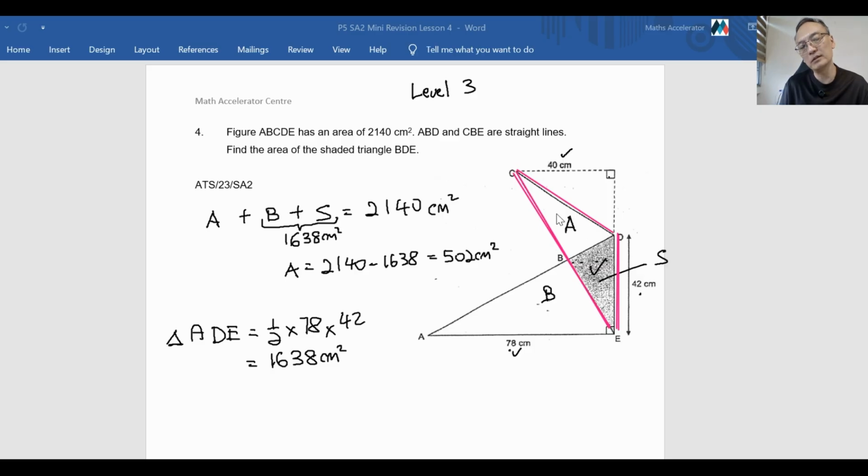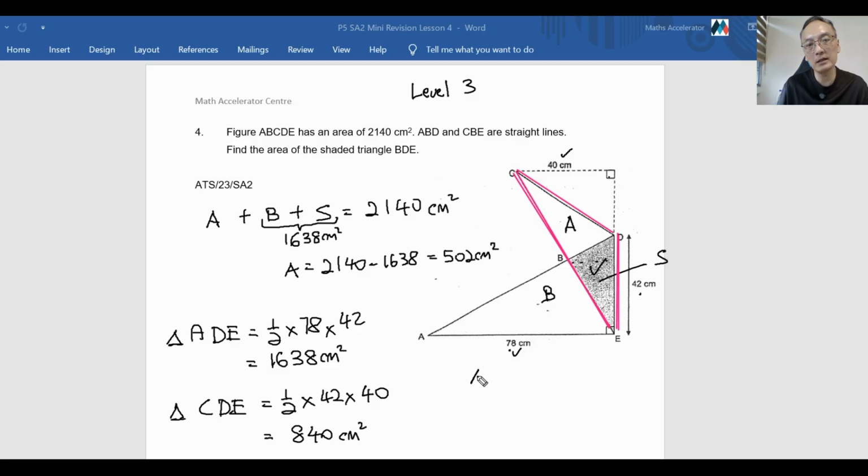So we also can see that in this triangle, A and shaded S, when we combine together, will give you this area of triangle CDE. And we can find triangle CDE easily by identifying the base of 42 and the height of 40. So let's carry out this calculation to find triangle CDE. So CDE will be half times 42 times 40. And we will be getting 840 cm square.